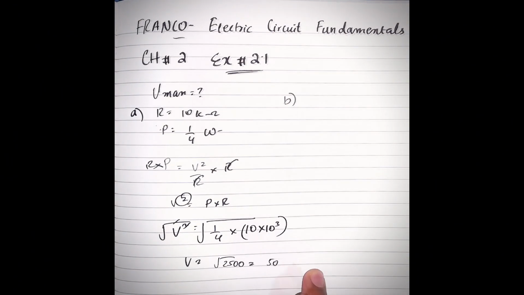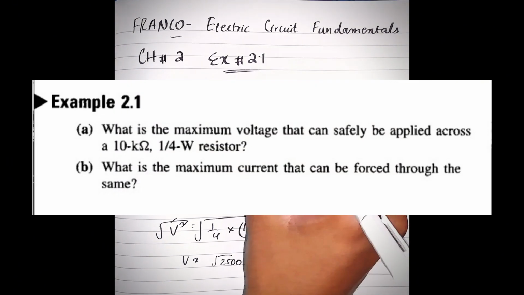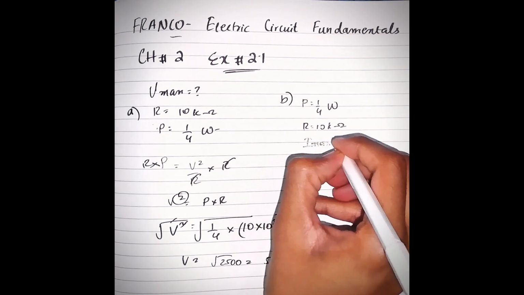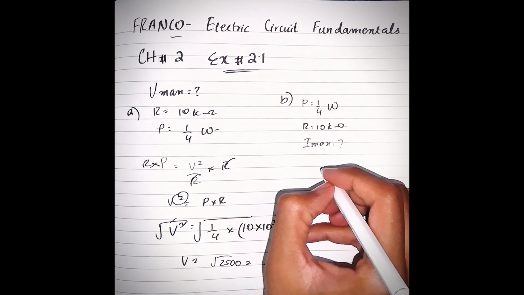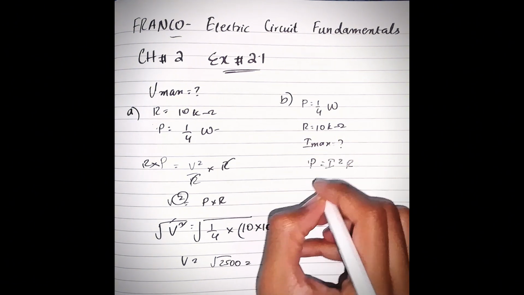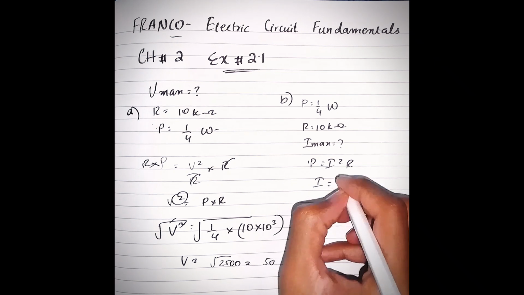B part says, what is the maximum current that can be forced through the same resistor? Again, we have the same data. And now we have to calculate the maximum current that can be delivered. So we have another formula for power, that is P is equal to I square R. Okay, so we can separate I from this equation. We will have P divided by R with a root.